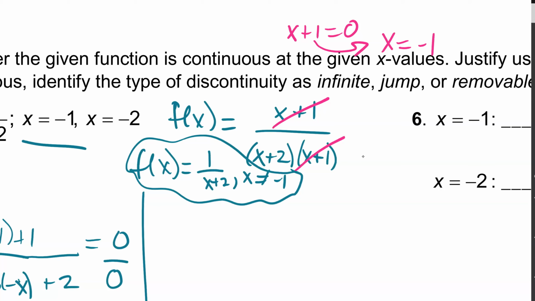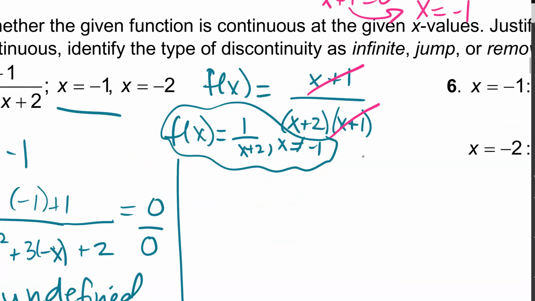Versus an infinite discontinuity. If you factor the top and bottom, and nothing cancels, the solutions to the factors on the bottom of your rational function are where your infinite discontinuities will occur.